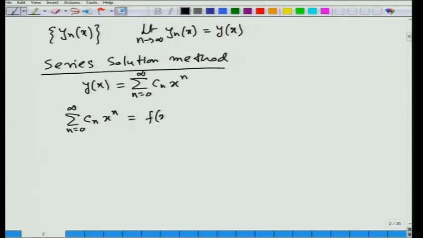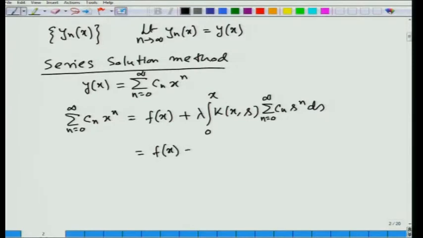On the right hand side, f(x) remains unaltered, and then we can write lambda times the integral from 0 to x of k(x,s) times the summation, n running from 0 to infinity, c_n s^n ds. From here, assuming the convergence of the series, we can interchange the summation and integral sign, and we can write the summation n equal to 0 to infinity c_n times the integral from 0 to x of k(x,s) s^n ds.